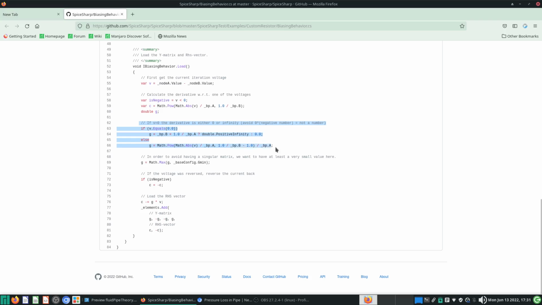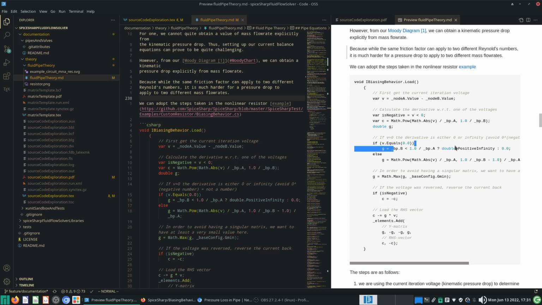Alright, so this is the part I'm highlighting, very important. This is the current, and this is where the Jacobians, the Y matrix, they all use this G term. So this G is where the Jacobian is being calculated for us. So very important to pay attention to that part. Okay, so this is the Jacobian, it's being calculated explicitly.